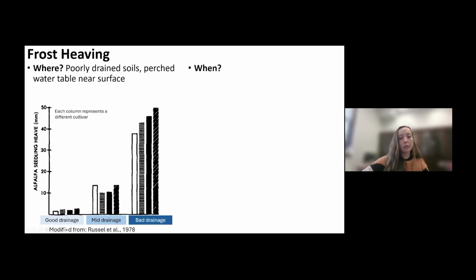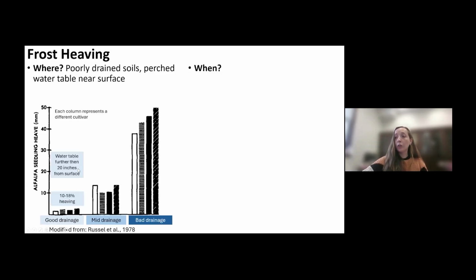Each one of these different columns shows different alfalfa cultivars, and they were planted in soils that had good, mid, and bad drainage. And right here is the intensity of the alfalfa heaving. So the bigger the number, the further away that alfalfa crown ended up from the soil surface.